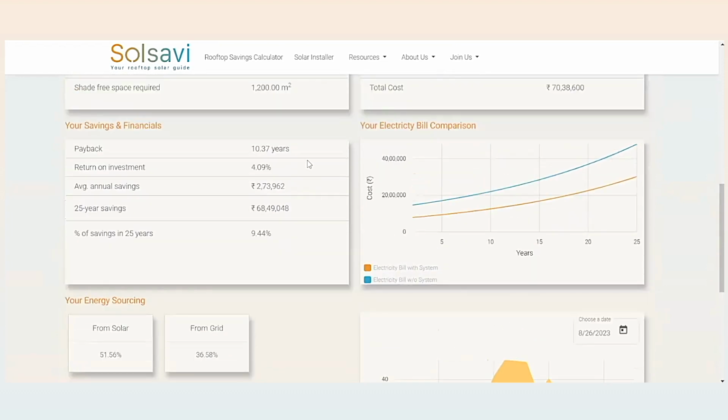These savings and financials show that you have a payback of 10 years with a return on investment of 4.09%, a 25-year saving of 68 lakhs, and the percentage of saving in 25 years is 9.44%. You have a bill comparison where we compare the electricity bill with system and without system in this case. And we have shown you the graph for 25 years. The difference in these two lines, that is the bill with system and without system, is your potential savings that you have saved in this time period.